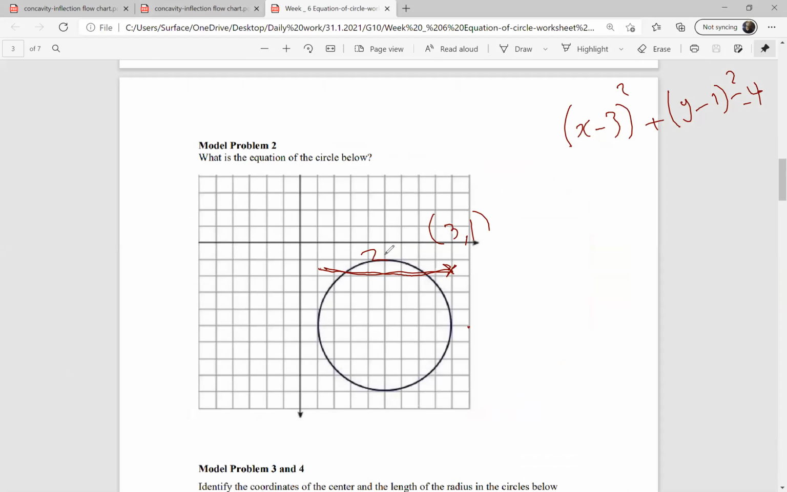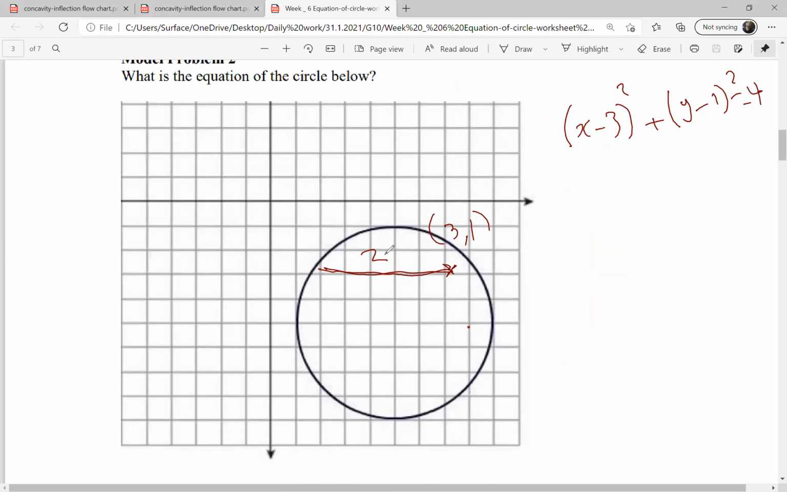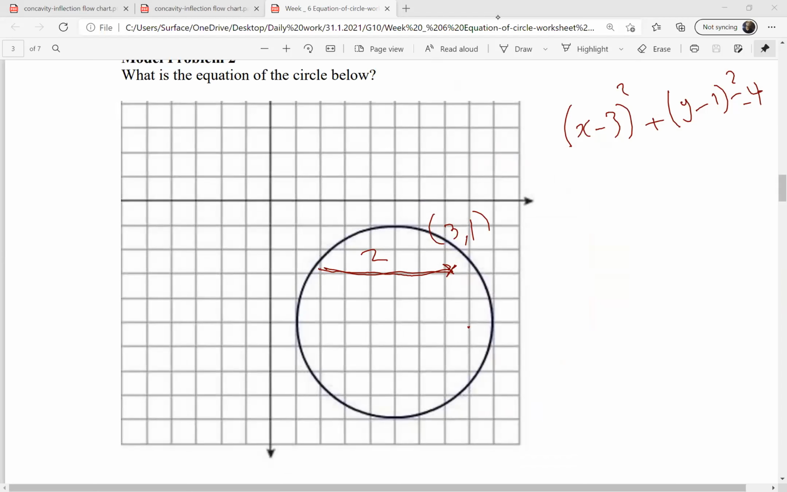This circle. Let's check the radius and center. What about the center? The center is 1, 2, 3, 4, 5. So it will be 5 and... negative 5. 5 and negative 5 is the center. And the radius will be, subtract 1 from up, 4.